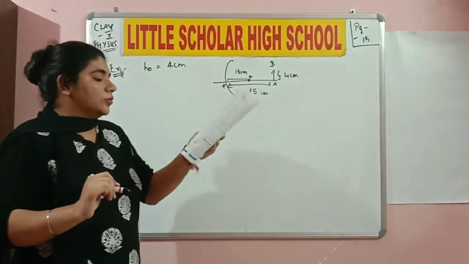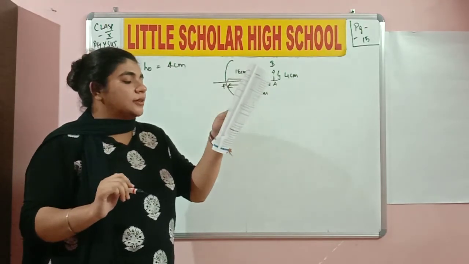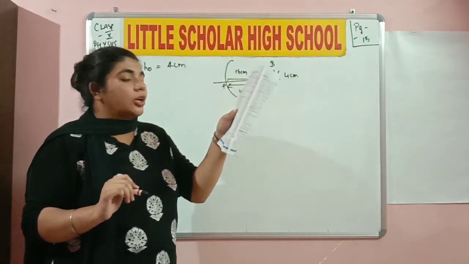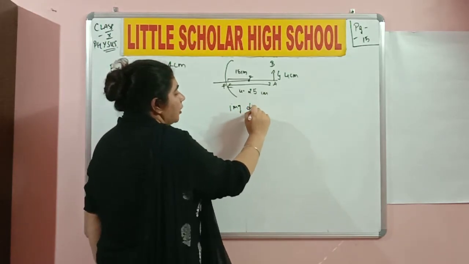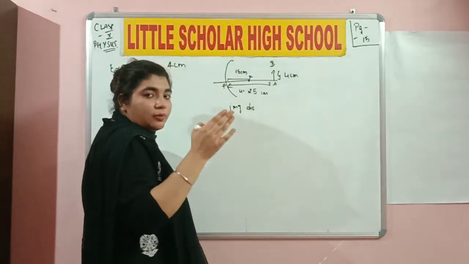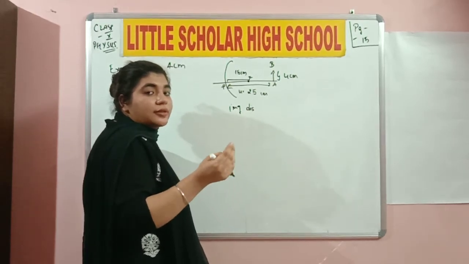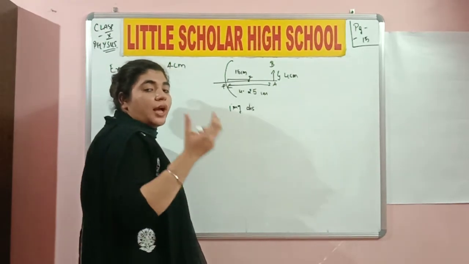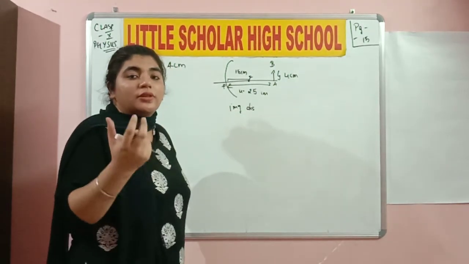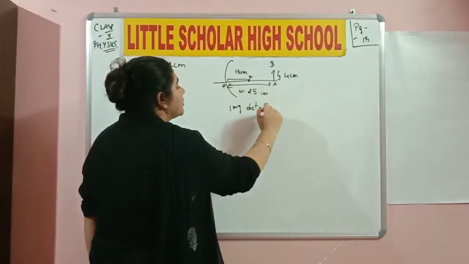Now, at what distance from the mirror would a screen be placed in order to obtain a sharp image? Basically, what are they asking you? They are asking you what is the image distance. Only at a certain distance can you place the screen so that you get the image. This means they are asking you where the image is formed. At what distance is the image formed? That is nothing but what you need to find out: the image distance.